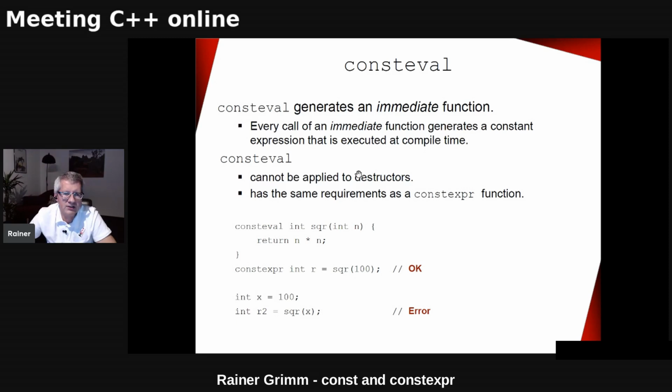Consteval cannot apply to a destructor, and it has the same requirements as a constexpr function, meaning what you can do inside. Have a look. This is a consteval function. And I can take the result at compile time. You see constexpr, because this is fine. But when I invoke this function sqr with 100, which is not a constant expression, this would fail. So it can only be executed at compile time.